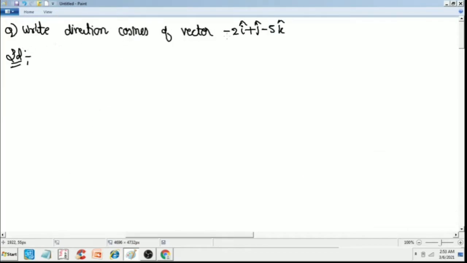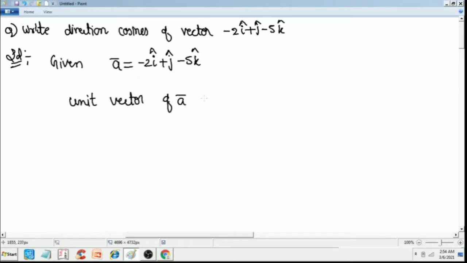DCs: write the DCs of a vector. In order to find the DCs, these are DRs actually. So in order to find DCs, we need to find the unit vector. That's all, you can find the DCs. So given a bar is equal to minus 2i plus j minus 5k. Finding the unit vector gives you DCs. Unit vector of a bar, in the direction of a bar, is a bar by a bar modulus.